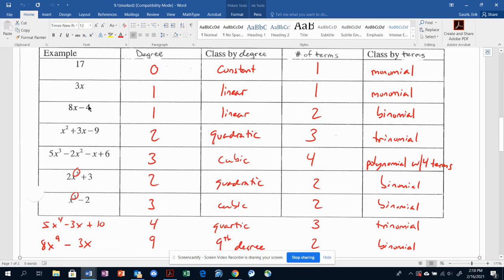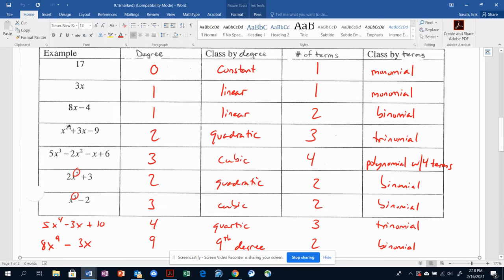You see this one's linear as well. But it's got 2 terms. That's a binomial. 3 terms is trinomial. That should make sense, these first 3. Pretty easy. But once you get above 4 terms, then it's called a polynomial with however many terms. This is a polynomial with 4 terms. If it had 8 terms, you say polynomial with 8 terms, and so on.